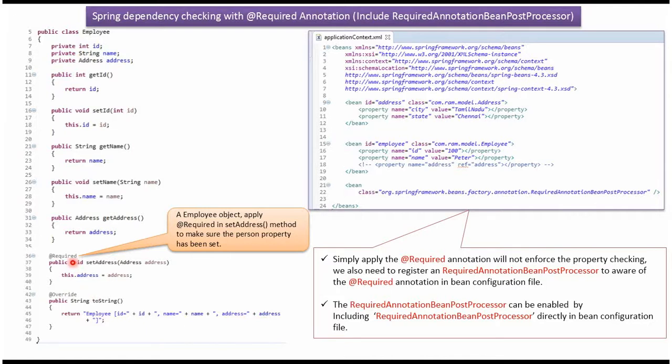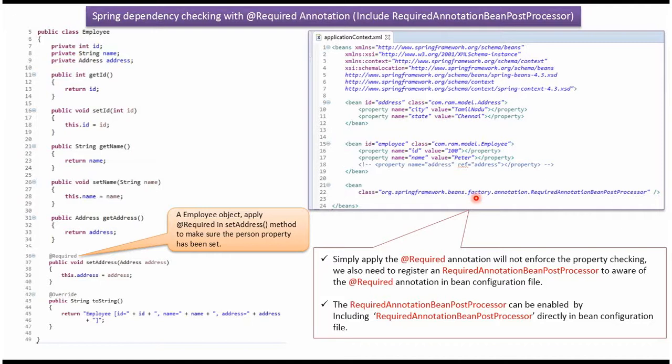Here we have applied @Required annotation in the setAddress method, and if the address object is not set in the employee object, then we will get an exception. This way we can make sure the address object is set in the employee object before we use the employee object in our application.